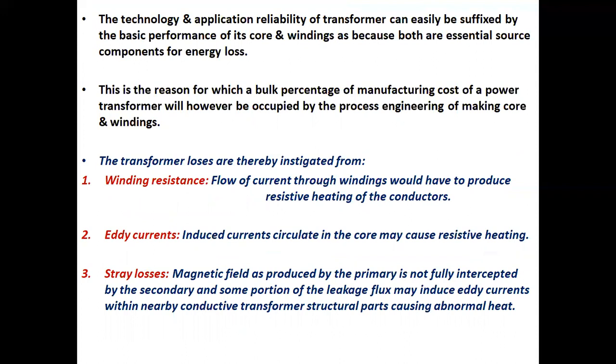The transformer losses are instigated from, one, winding resistance, that is, flow of current through windings produces resistive heating of the conductors. Number two, eddy currents, that is, induced currents circulating in the core may cause resistive heating. Number three, stray losses. Magnetic field produced by the primary is not fully intercepted by the secondary, and some portion of the leakage flux may induce eddy currents within nearby conductive transformer structural parts, causing abnormal heat.